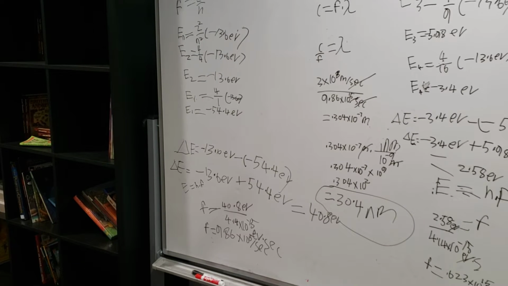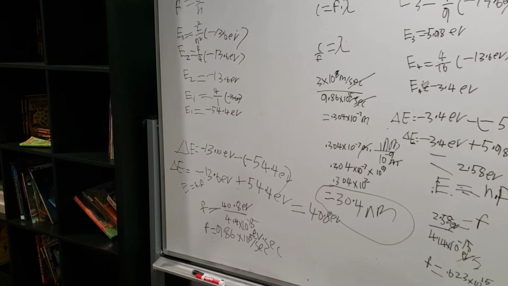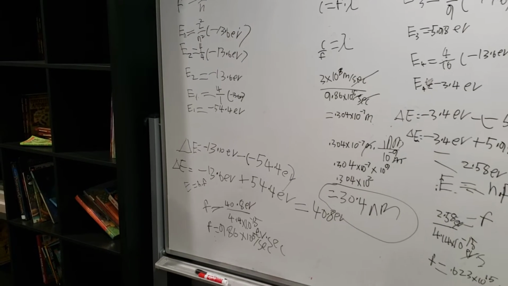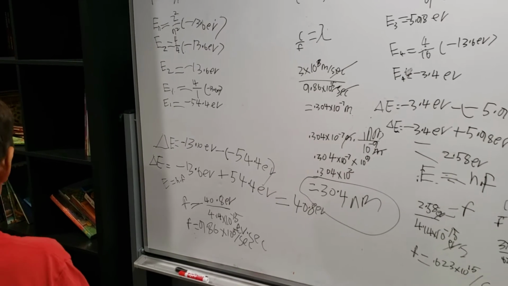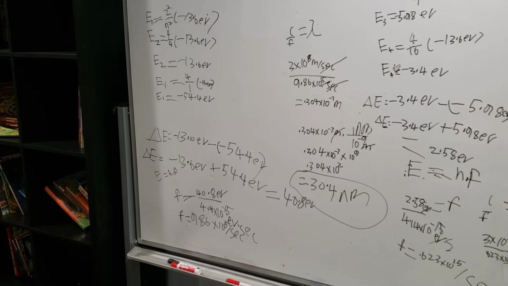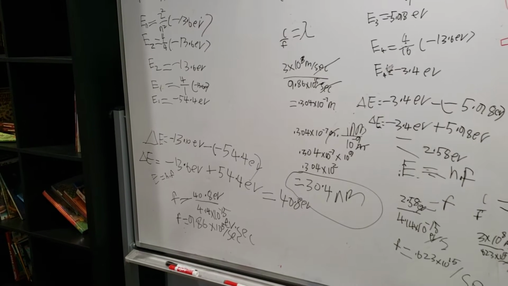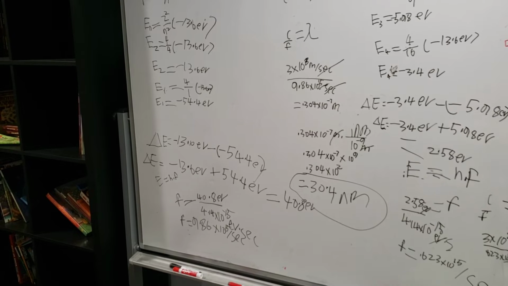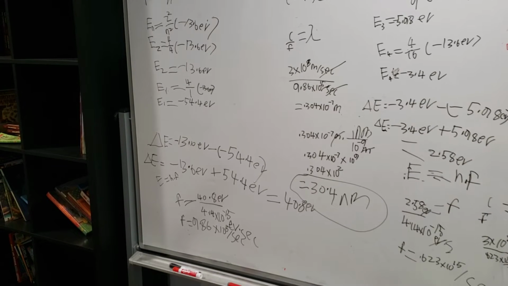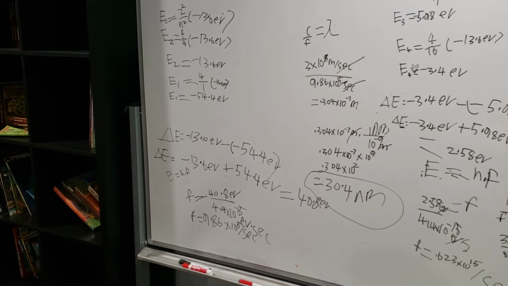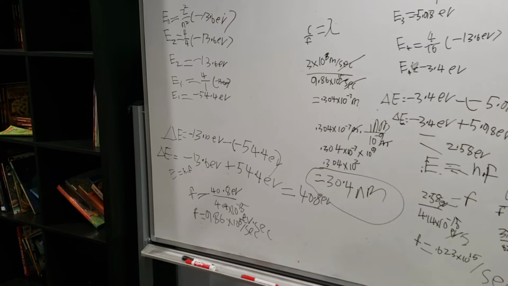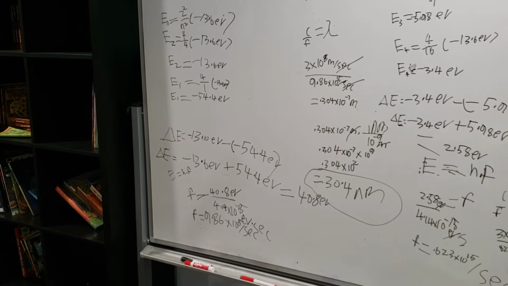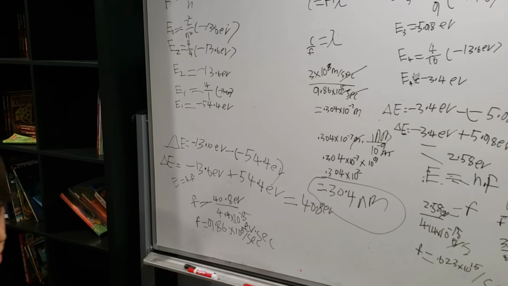How did you calculate delta E? The E2 minus the E1. So do you use higher energy level minus low energy level, or low energy level minus higher energy level? Higher energy level minus lower energy level. Okay, so your delta E was found to be how much? 40.8 eV. Okay, did you do this calculation yourself? Yes.